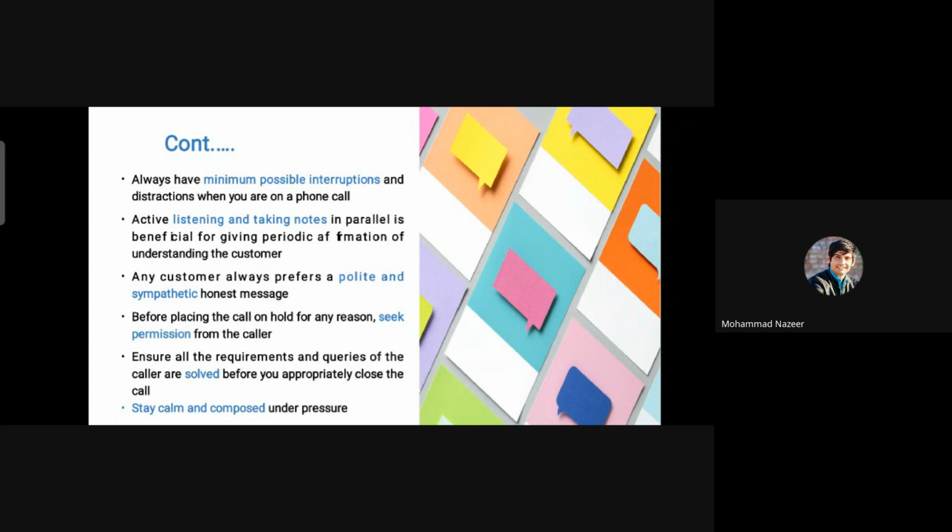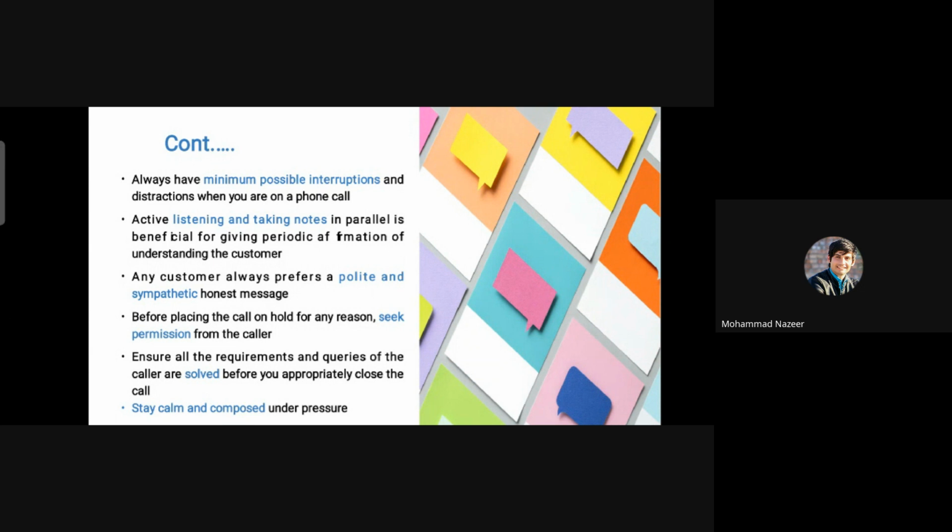Then we should be very aware of one fact: whenever we are making a call, we should be taking notes and listening actively. That is an additional advantage that will be very beneficial for the customer to understand, and it will be very positive feedback in understanding the customer.